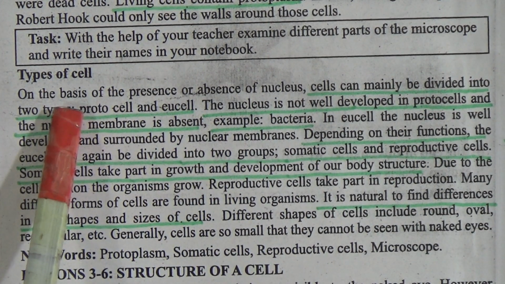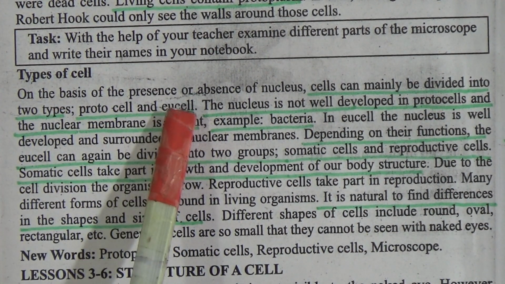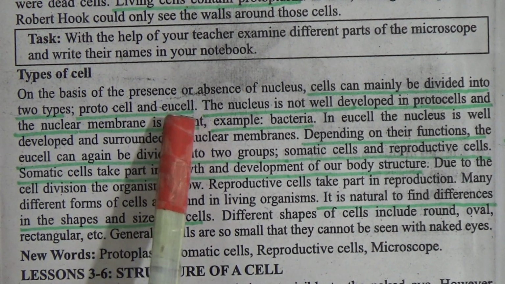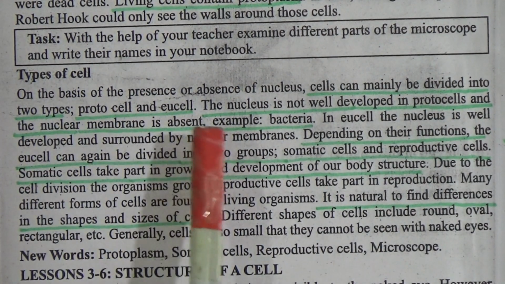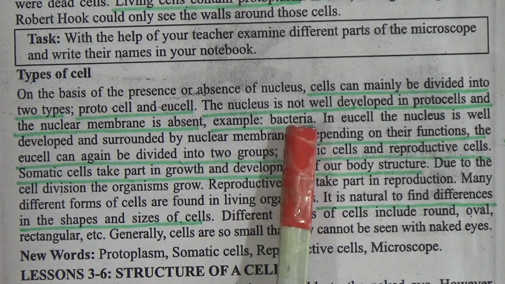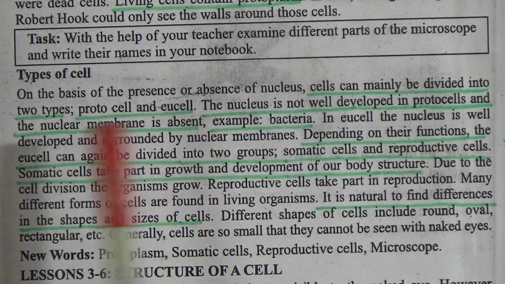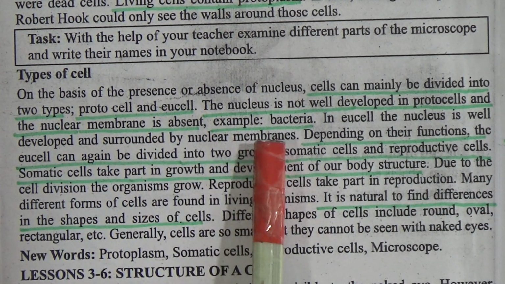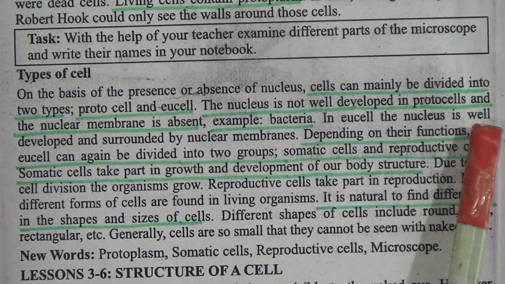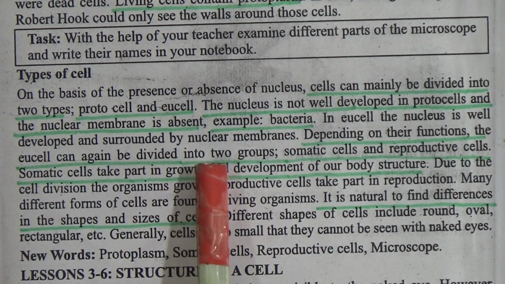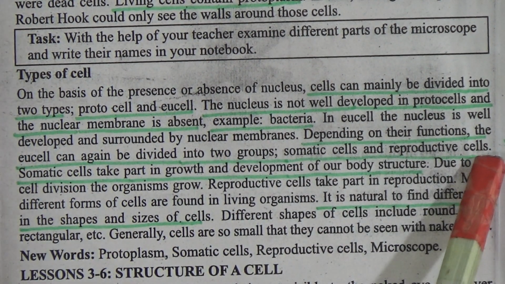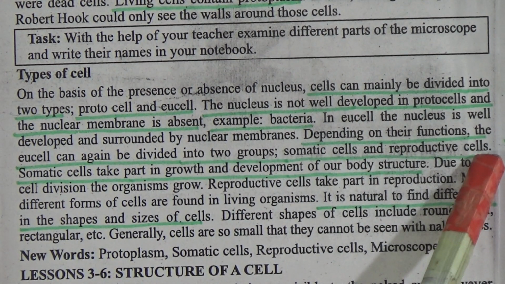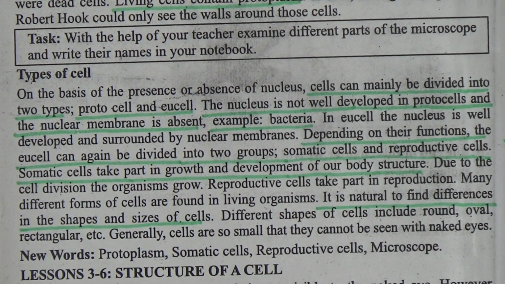Protocell's synonym is prokaryotic and eucell's synonym is eukaryotic. The nucleus is not well developed in protocells and the nuclear membrane is absent. Example, bacteria. In eucell, the nucleus is well developed and surrounded by nuclear membrane. Depending on their functions, the eucell can again be divided into two groups: somatic cells and reproductive cells.